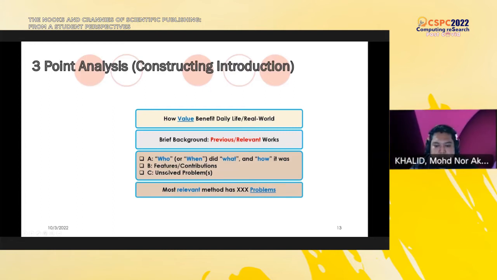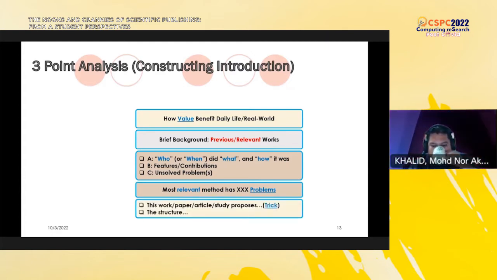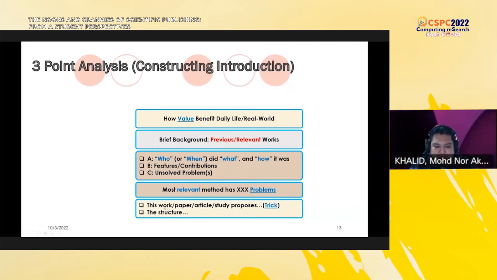And then from the most relevant work just now, you can focus on one or more relevant methods to highlight what the problem is. And then finally, you can come to this work, this paper, this article, or this study, and propose what you want to propose, and also describe the structure of the paper.